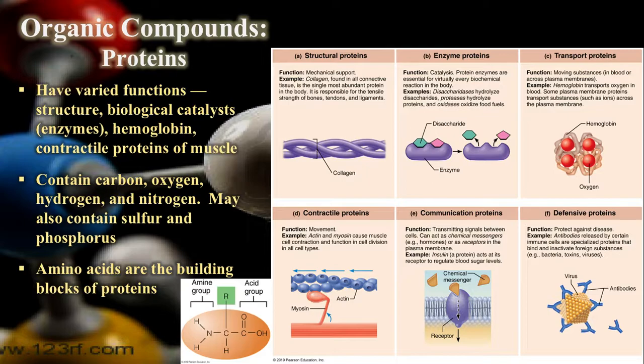You're dead. Okay. Enzymes. Enzymes help speed up chemical reactions. They help everything in your body run the way it should. If you don't have enzymes, you're dead. Okay. Transport proteins. So hemoglobin is a protein. It transports your oxygen all around your body. If you don't have hemoglobin, okay.